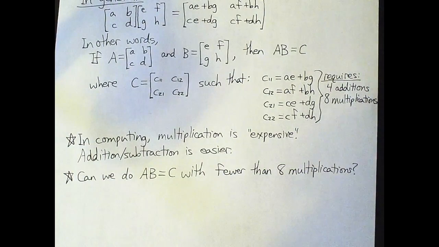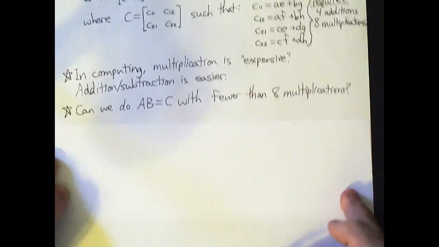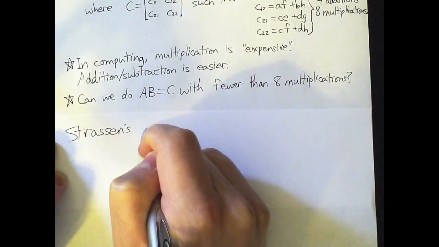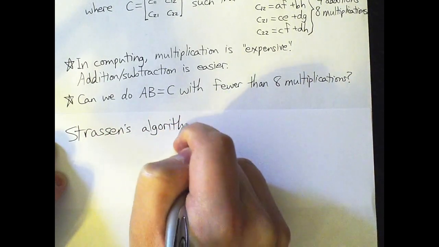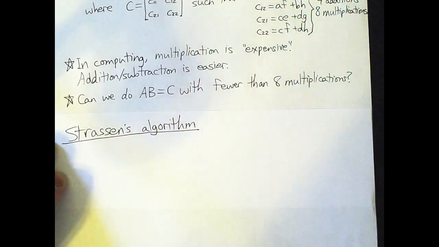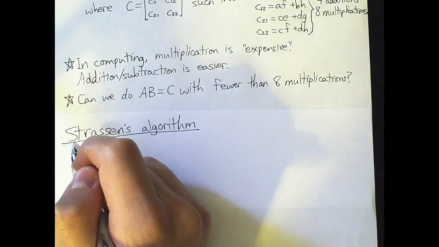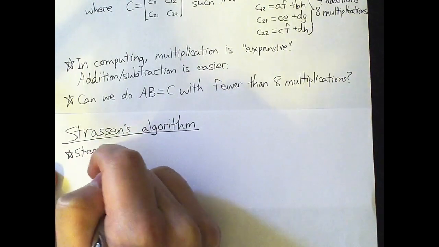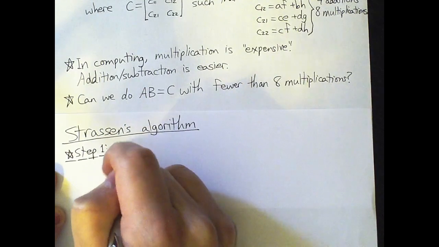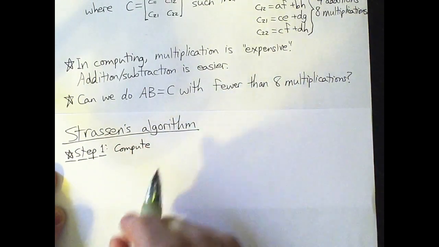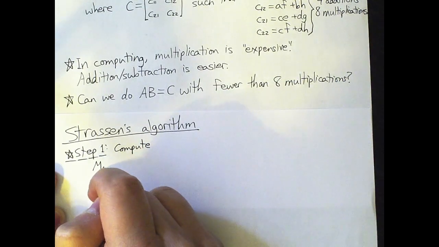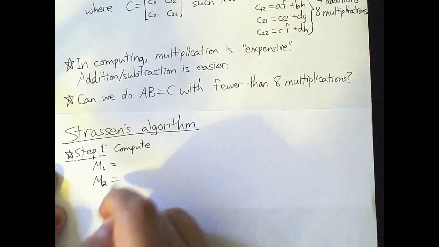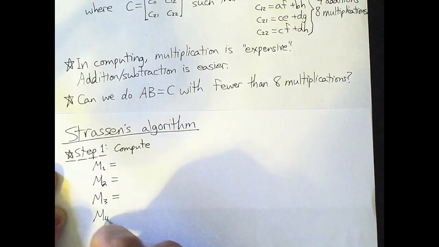Let's go ahead and start a fresh sheet of paper. Strassen's algorithm, for answering this question. It can be thought of as just a two-step process. Step one, Strassen says that we should compute 7 constants. There's going to be an M1, M2, M3. It's going to be 7 of these.